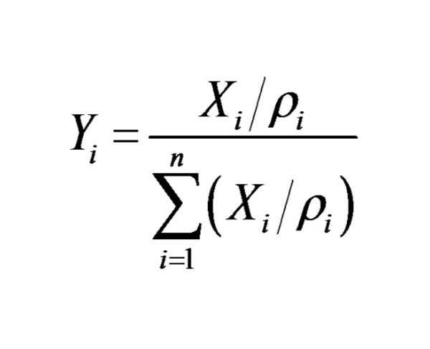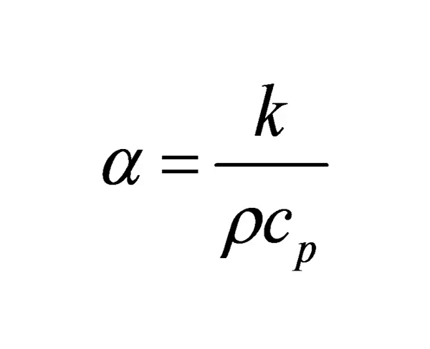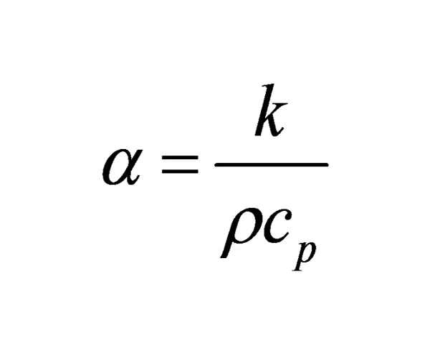Section 2.3 Thermal diffusivity. Thermal diffusivity is a ratio involving thermal conductivity, density and specific heat as given in equation 11. Alpha is equal to k by rho into Cp. The units of the thermal diffusivity are, alpha is equal to meter square per second.